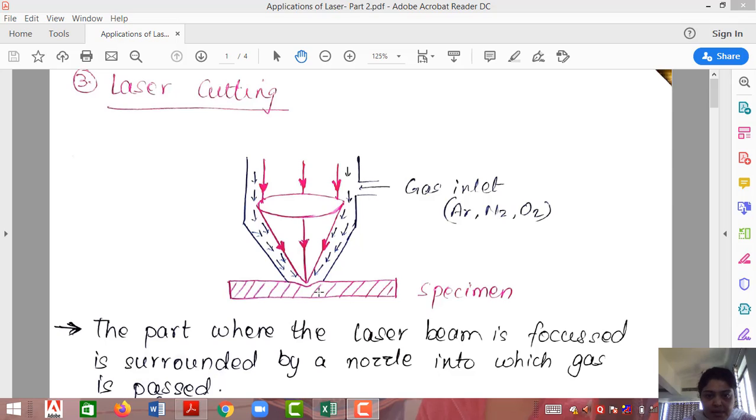The basic assembly remains the same, but there is a slight difference over here. We already have a gas jet, if you remember, but that gas jet has specific functions. It is used to cool down the molten metal, it is used to clear the surface, and it is used to protect the entire optical arrangement from smoke and fumes, right?